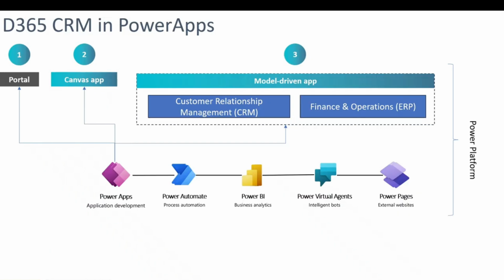In the last video, we discussed that Power Apps has three types of apps. The first one is a portal, which is distinct from the other two. In the case of the remaining two, CRM and ERP utilize model-driven apps. Remember, a model-driven app uses Dataverse and has a predefined UI, which means all the models have a similar UI.